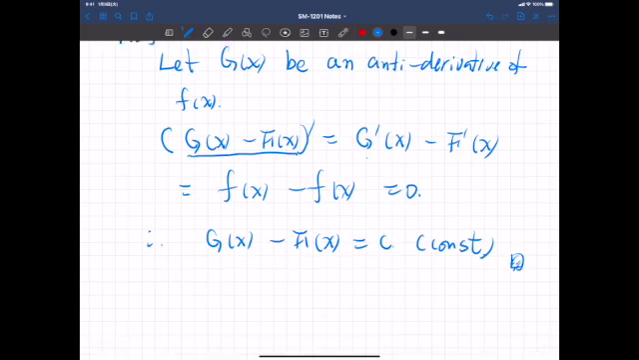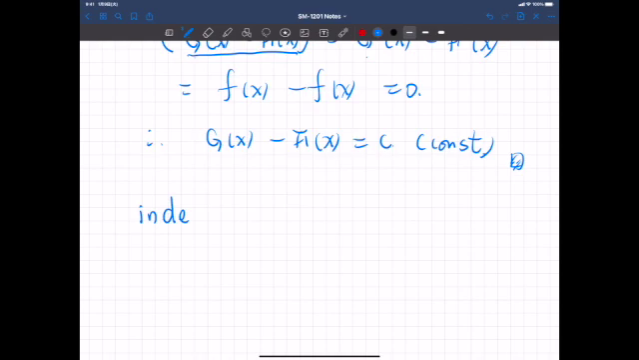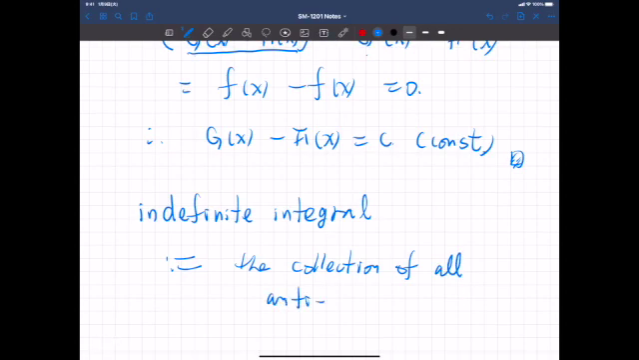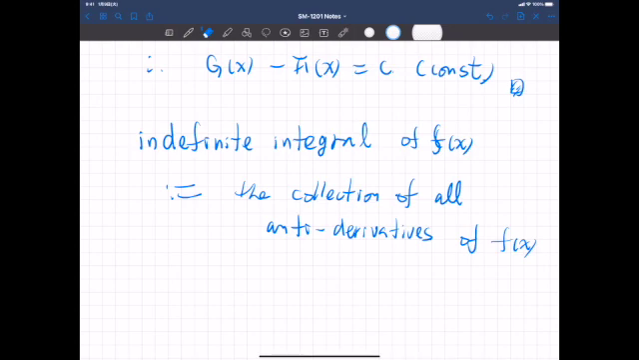So there are actually infinitely many antiderivatives of a given function. And we call the collection of all antiderivatives the indefinite integral. Okay, so the indefinite integral is defined to be a collection of all antiderivatives of f of x. So the indefinite integral of a certain function f of x is the collection of all antiderivatives of that function.